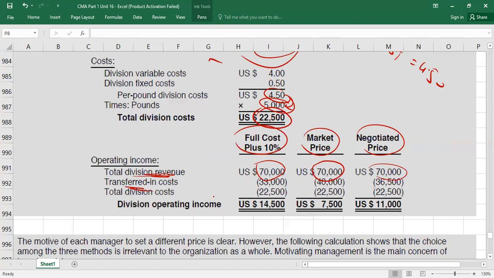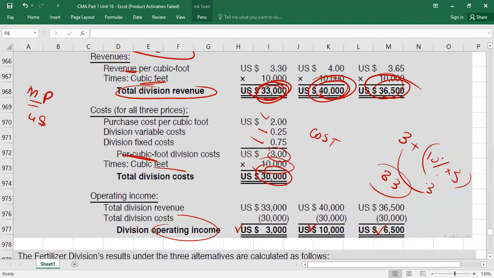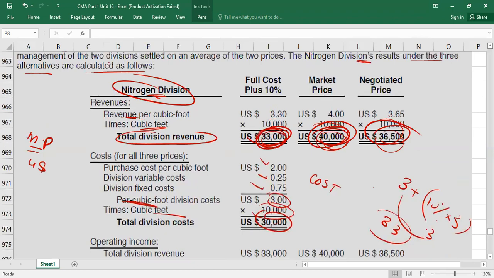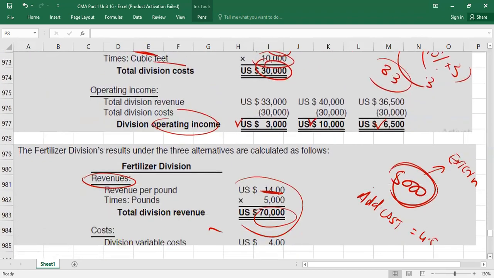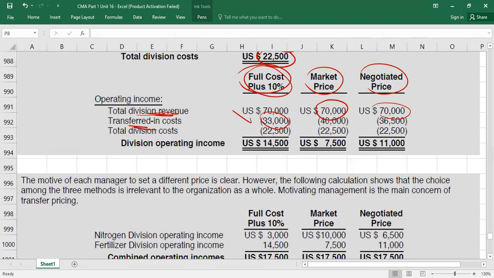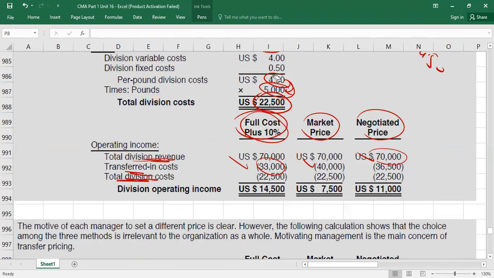Then we'll deduct the transferred-in cost. What is the transferred-in cost? The sales value of the nitrogen division will be the purchase cost of the fertilizer division. The sales value of the nitrogen division under the full cost plus 10% option was 33,000. We can recheck here, go back. 33,000, 40,000, and 36,500. This is for the nitrogen division, so this is the transferred-in cost for the fertilizer division. Plus he will also deduct the additional cost. He manufactured 5,000 pounds, and each additional cost was 4.5, so it is going to be 22,500. Under each option, this is your additional cost. We deduct it, the same under each option. Understood?